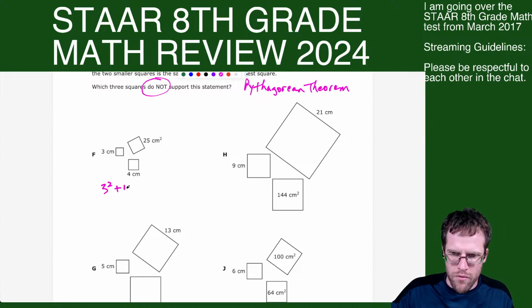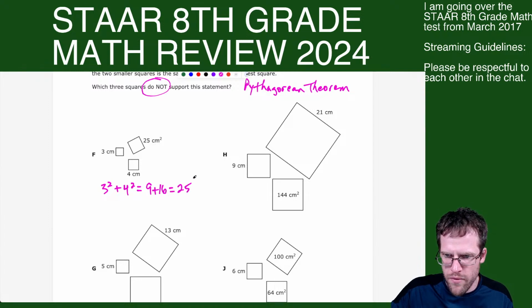Let's just see. 3 squared plus 4 squared is 9 plus 16. And that's equal to 25 square centimeters. So this one works. We want the one that doesn't work.